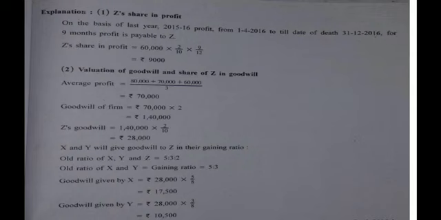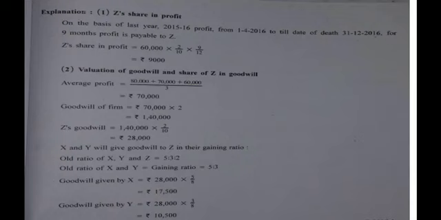Alright. So the amount of goodwill will be given by X and Y to Z in their gaining ratio. So 28,000 will be distributed in 5:3. How? 28,000 into 5 by 8. So X will pay 17,500 and obviously Y will pay 10,500. So this is not new.